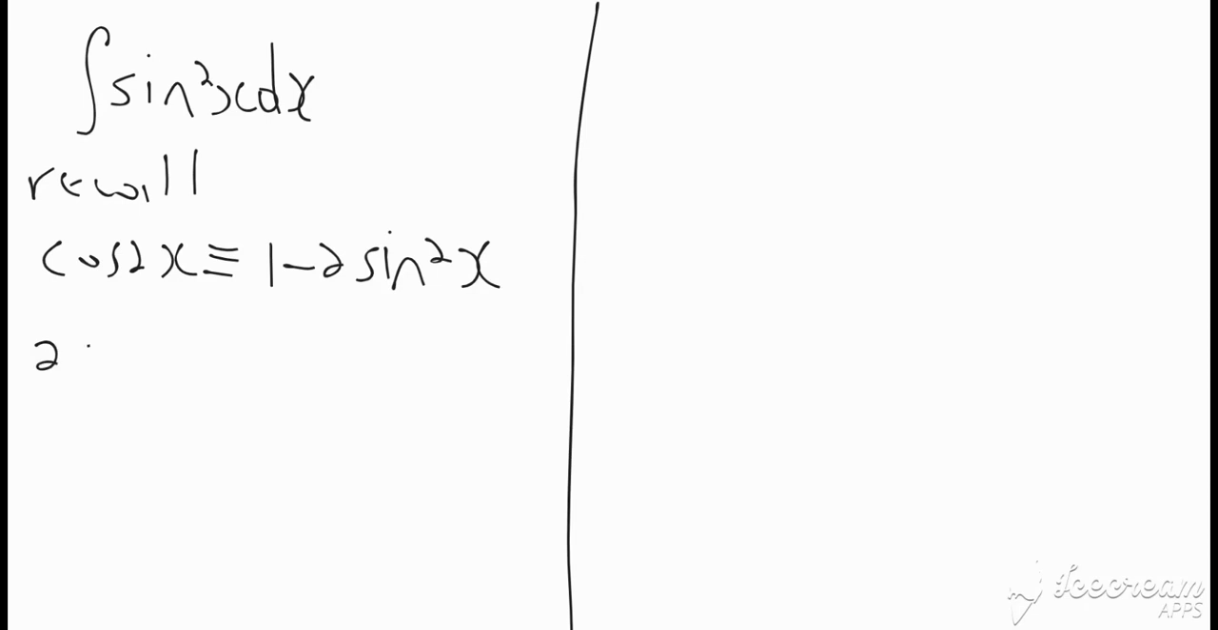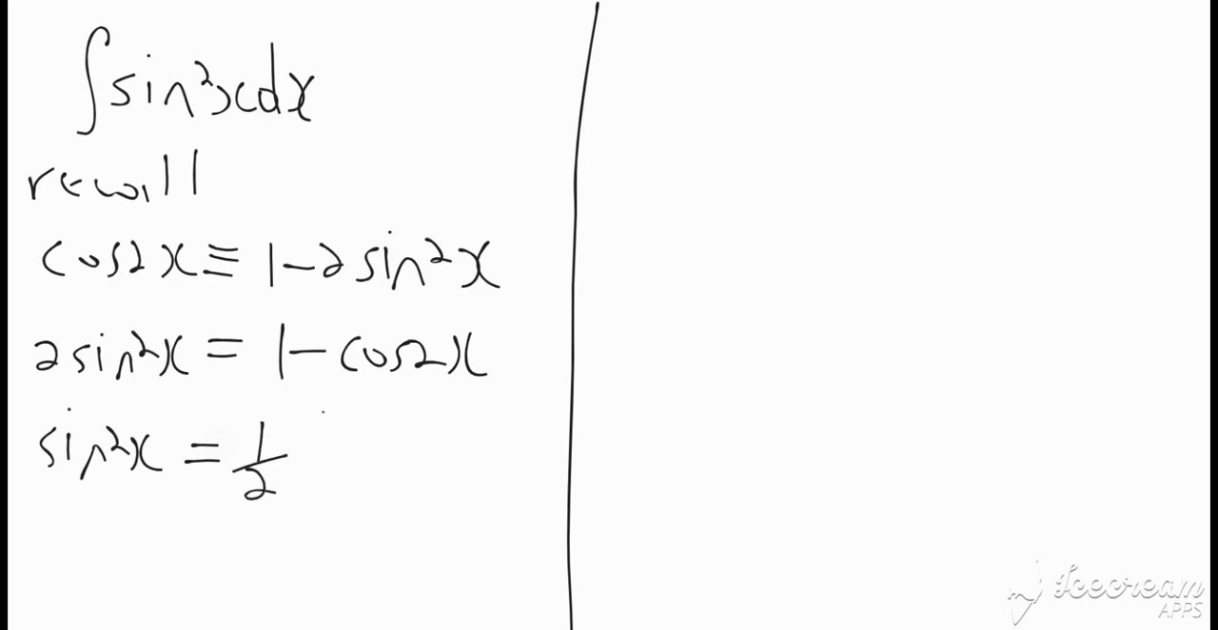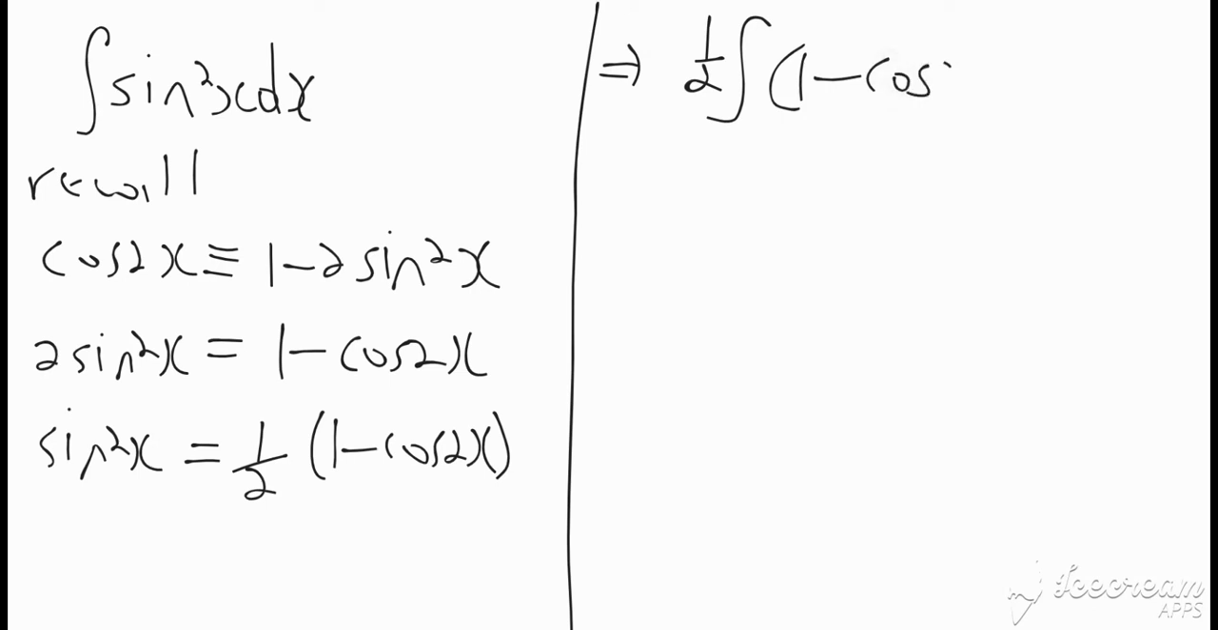So we have 2 sine squared x. We bring over the cos 2x, so it is equal to 1 minus cos 2x. So sine squared x would be equal to a half into (1 minus cos 2x). So this would imply the integral, and bear in mind a half is a constant multiplying the function, the half can go outside. So we have the integral of 1 minus cos 2x dx.